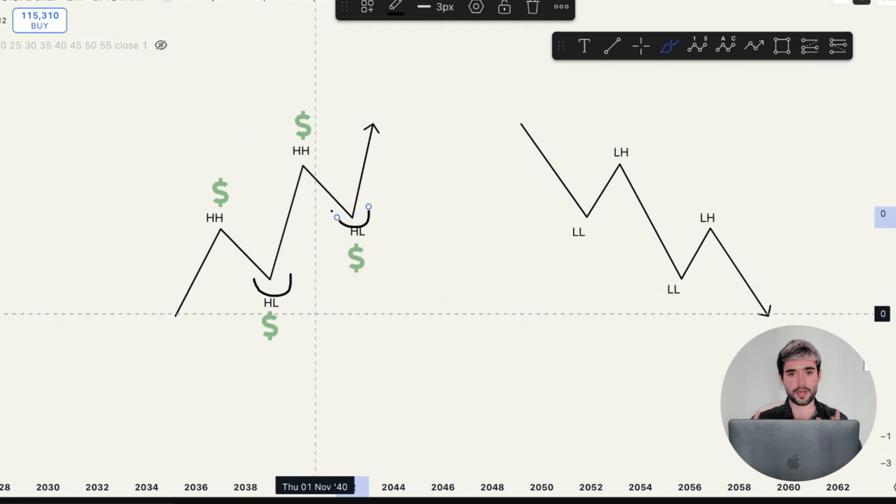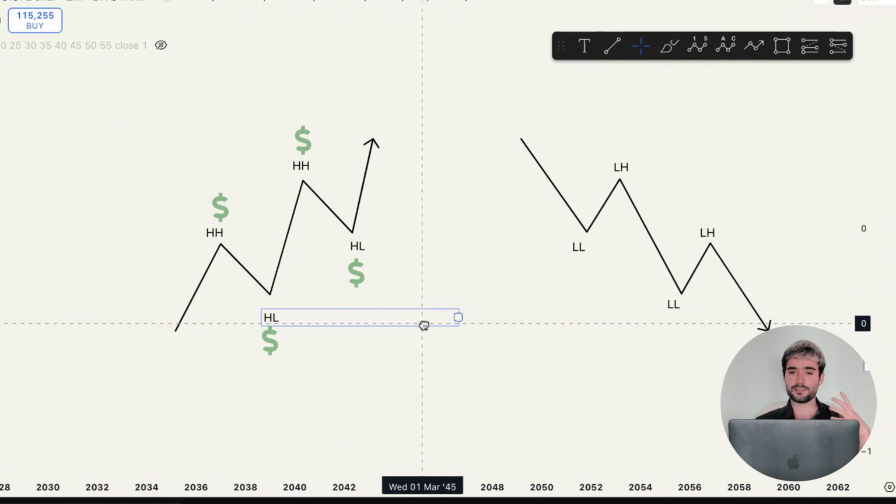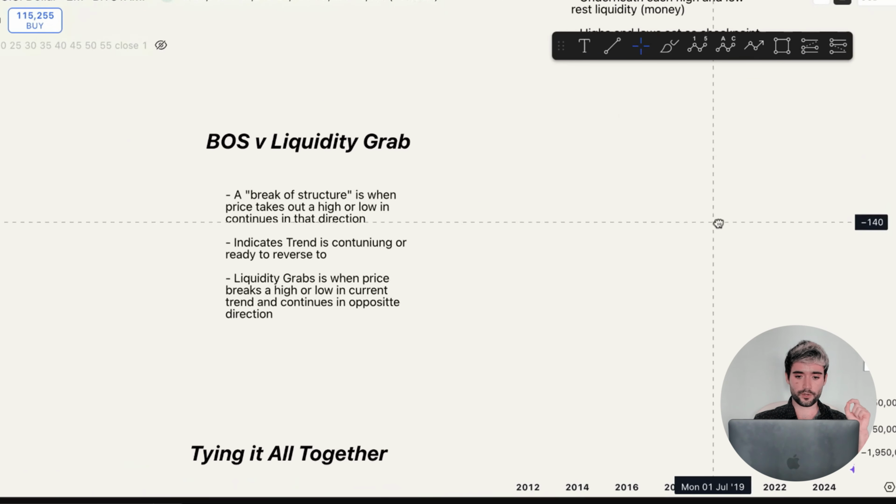Now, can the market come back and grab these lows later? Absolutely, we see it all the time. But once we see these protected lows followed by expansions, we understand that there's some footprints in the market and we can use market structure to get involved. So now that we have a basic understanding of highs and lows and liquidity in the market, let's understand a break of structure versus a liquidity grab.